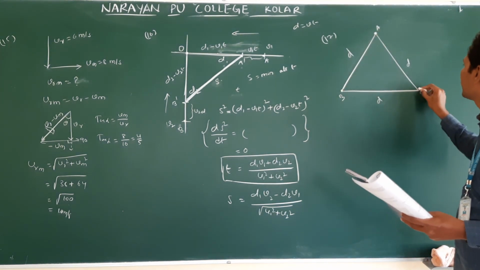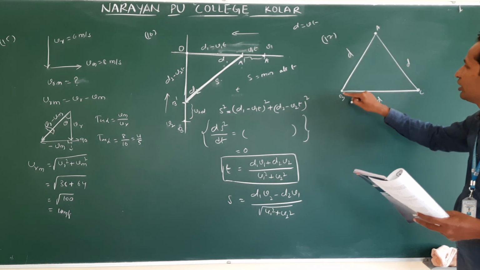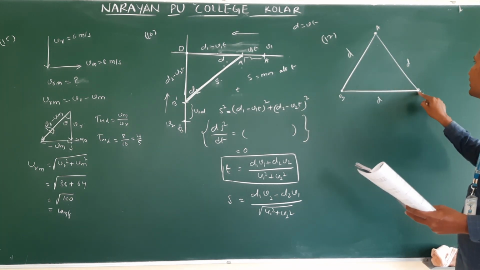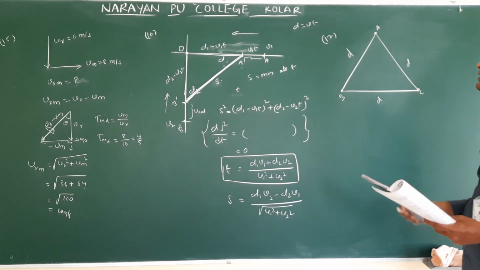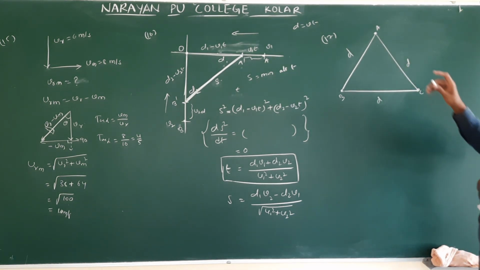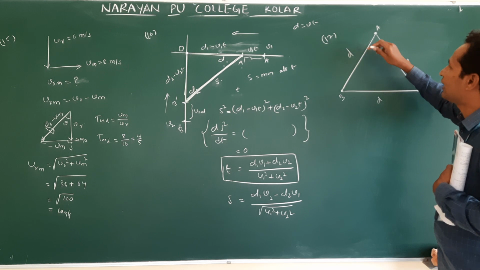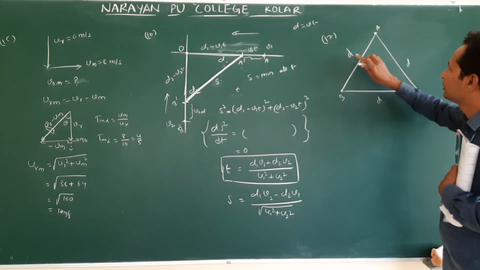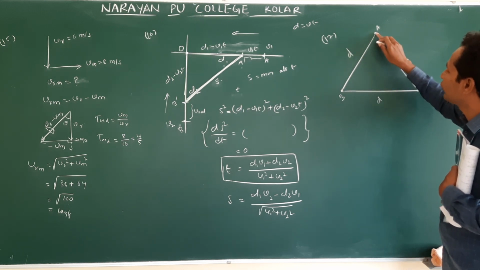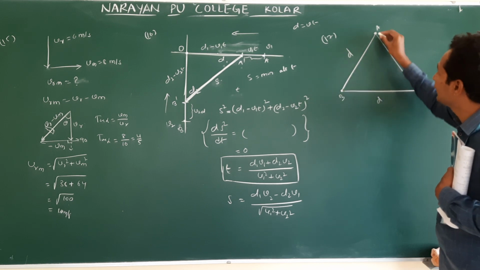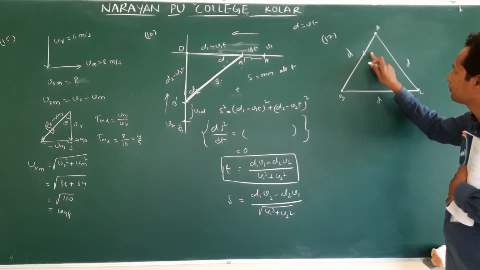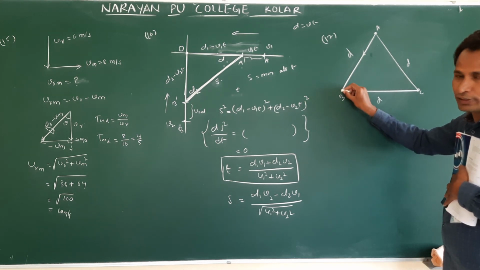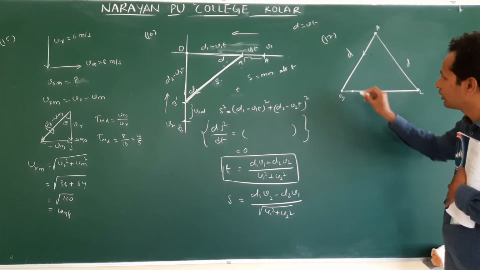A tries to meet B, B is trying to meet C, C is trying to meet A. They start with the same velocity. When they start, how do they start? A to meet B starts in this direction. Am I right or not? By that time, B will not be here, B will be somewhere here.